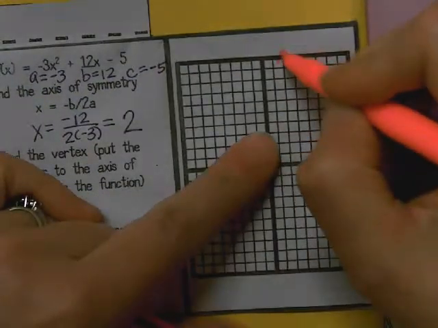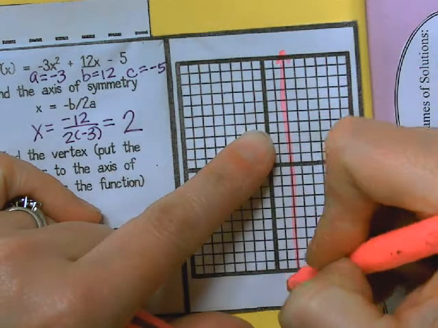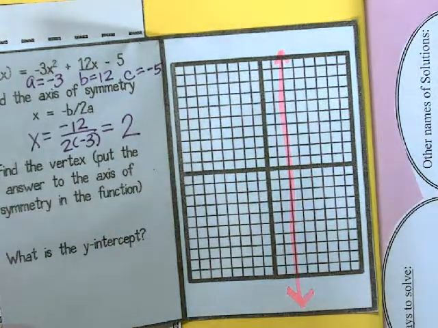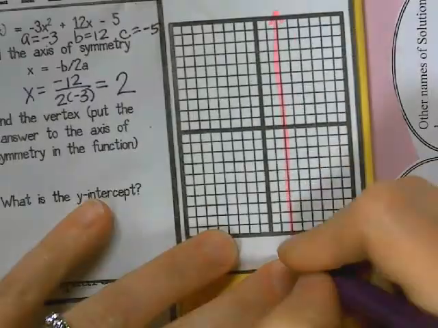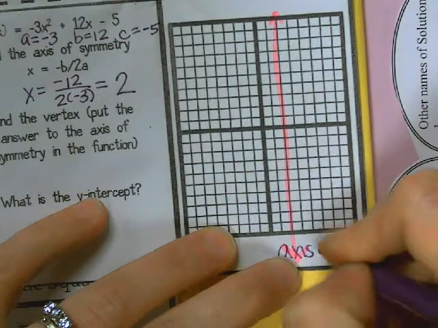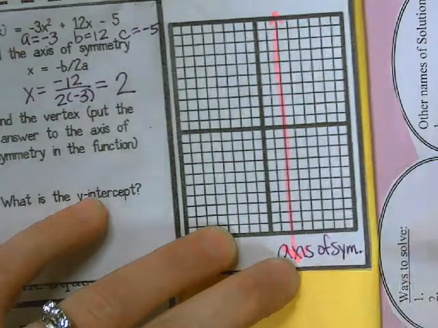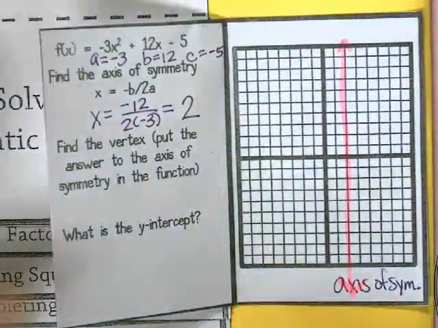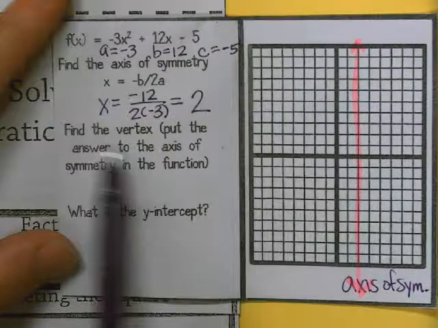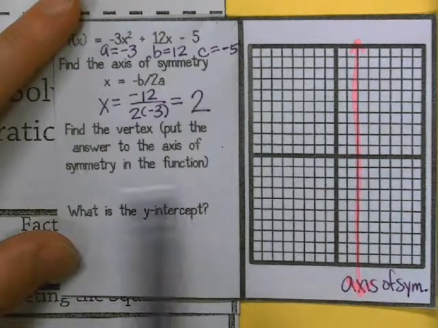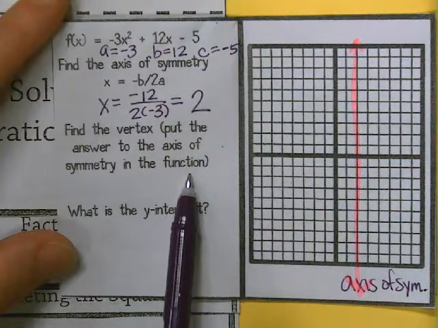So our axis of symmetry is a vertical line because it says x equals, so VUX, at positive 2. I'm just going to go ahead and draw that axis of symmetry over here. That's my axis of symmetry. Okay. Alright, it says find the vertex. So you put the answer into the function.